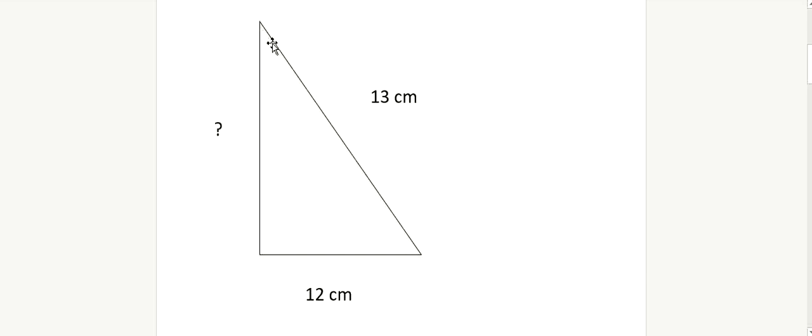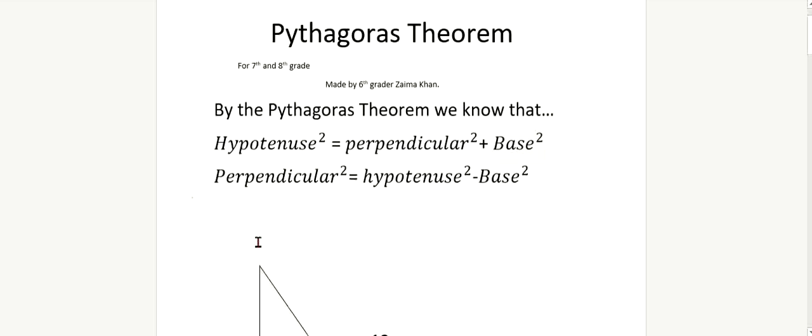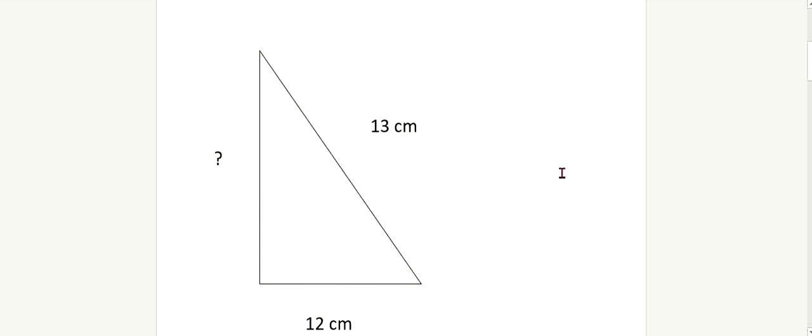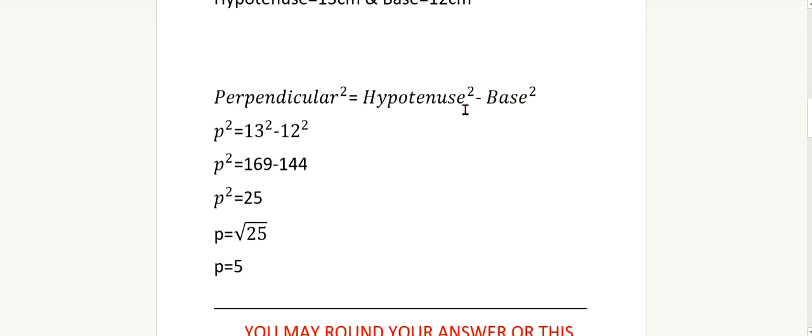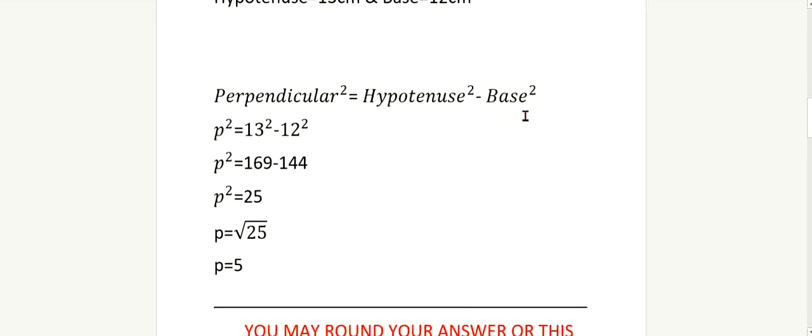So as you see here, we have the hypotenuse as 13 and the base is 12 centimeters. But we don't have the perpendicular. So, as you may remember, we have the formula for that: perpendicular squared equals hypotenuse squared minus base squared. So, when we go down here, hypotenuse equals 13 centimeters and base equals 12 centimeters. So, we're going to start. We're going to put the digits in.